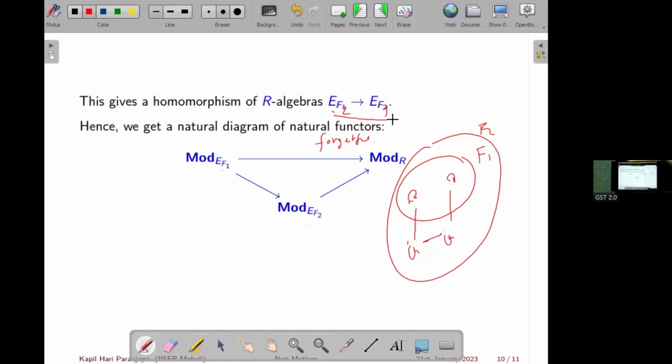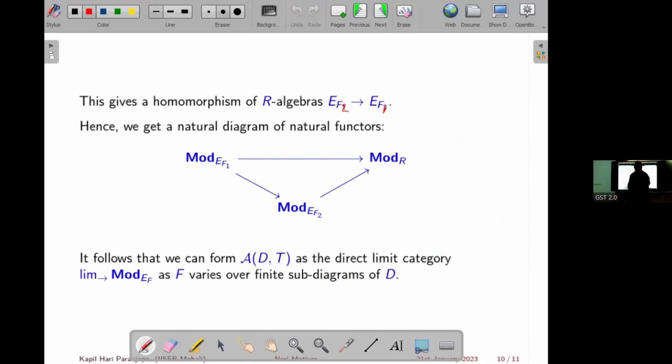Okay, so there is a functor like this, and now I can take the limit. So the next thing is to take the limit. So it follows that we can form this as the direct limit of the category as F varies over finite subdiagrams, bigger and bigger subdiagrams.